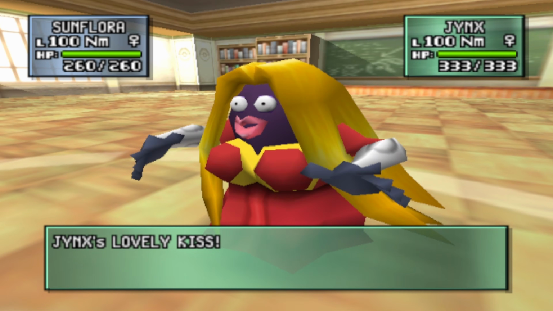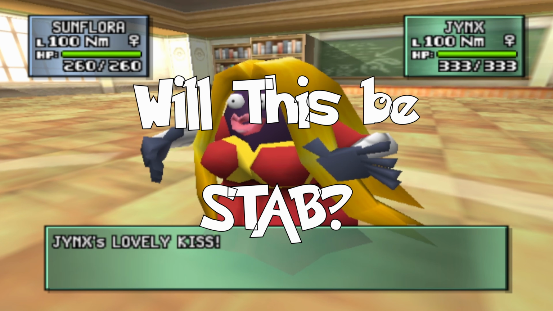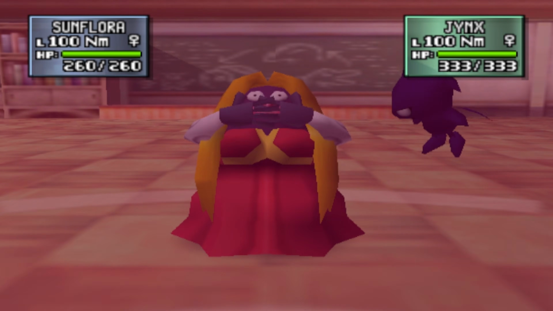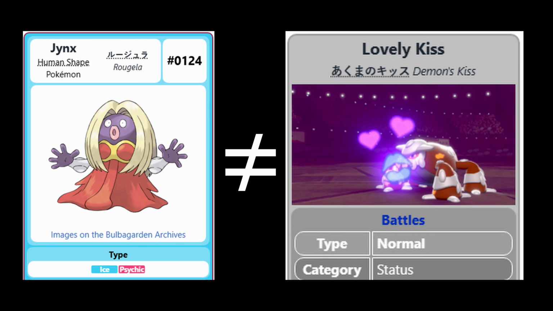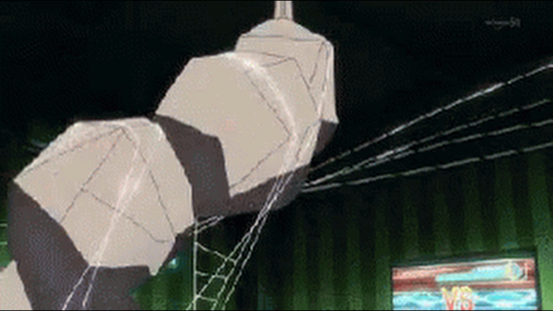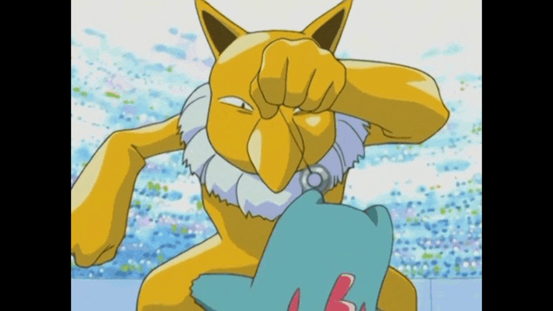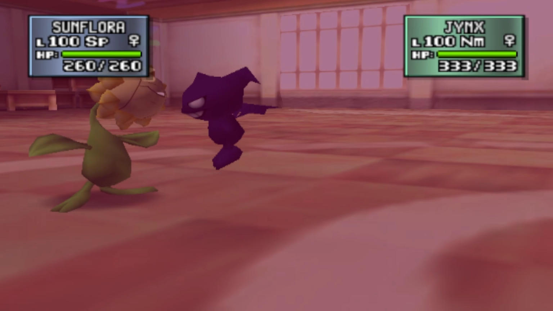Scenario. A Jinx, which might be racist, is about to use the move Lovely Kiss. Is this STAB? If you said yes, then you fell for my trap, because not only are Jinx and Lovely Kiss not the same type, but Lovely Kiss is a non-damaging move. You see, not all moves in Pokemon are attacks. Some raise or lower stats, and some inflict status conditions like sleep. STAB has no effect on these moves whatsoever.